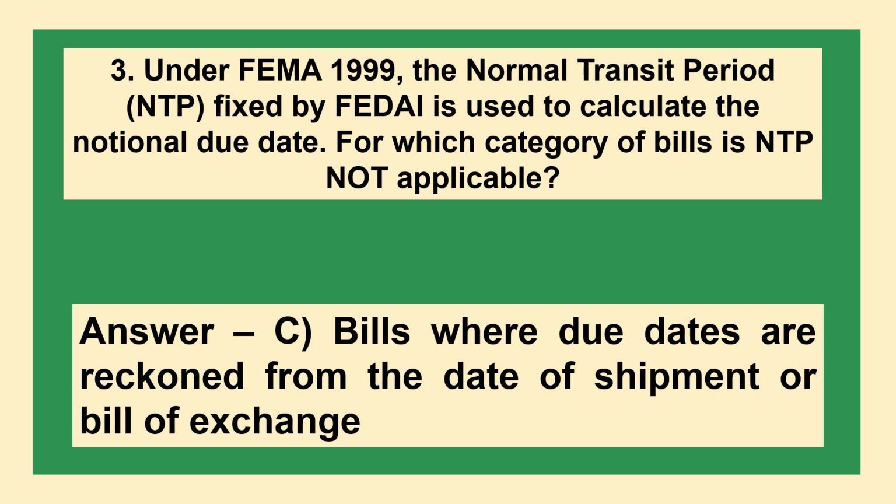The answer is option C, bills where due dates are reckoned from the date of shipment or bill of exchange.